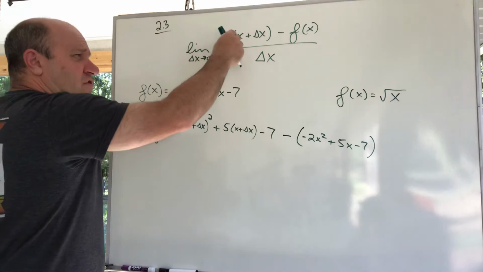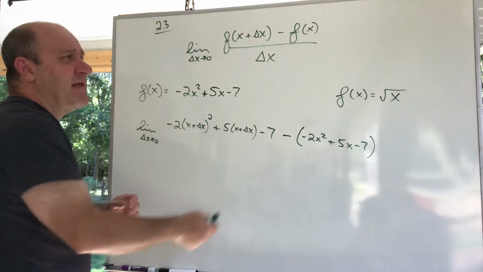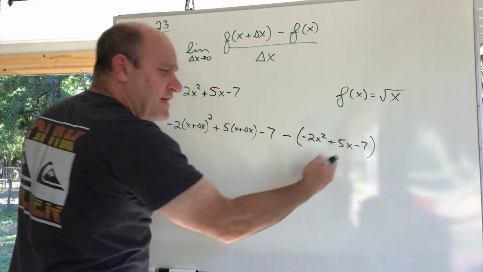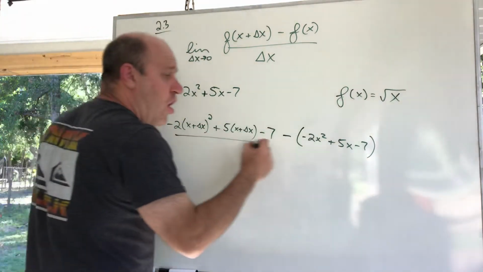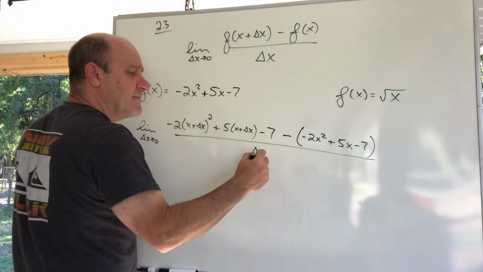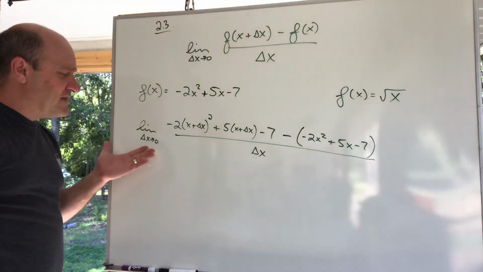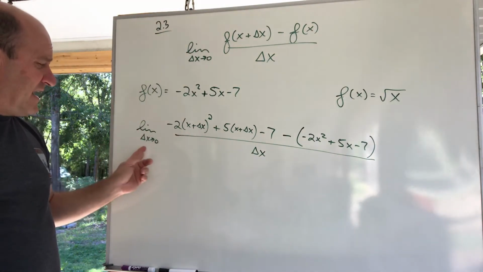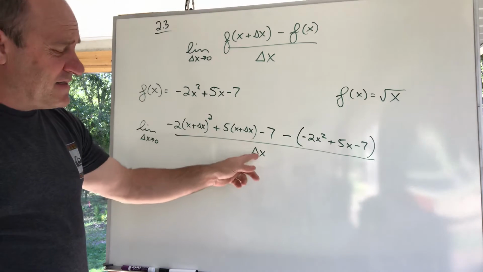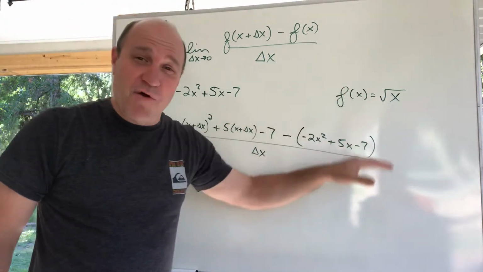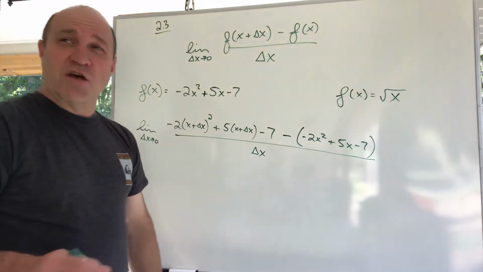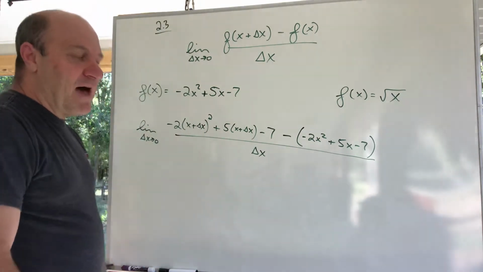So I've got the function with an x plus delta x in it, and I've got the function with just an x in it, and I'm subtracting them. That's this long numerator, all over delta x. Now the truth is, if you tried to do this limit right now and let this delta x go to 0, that would be a 0, and your numerator would be a 0. You'd have one of these 0 over 0 situations. So don't do it. Don't even bother.